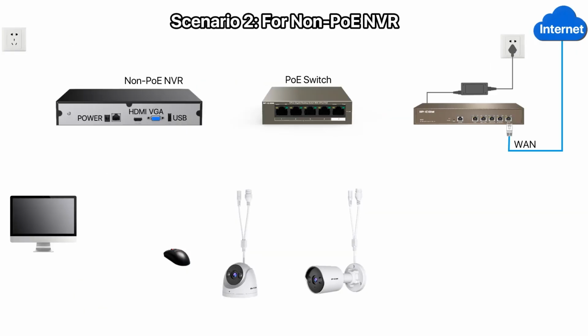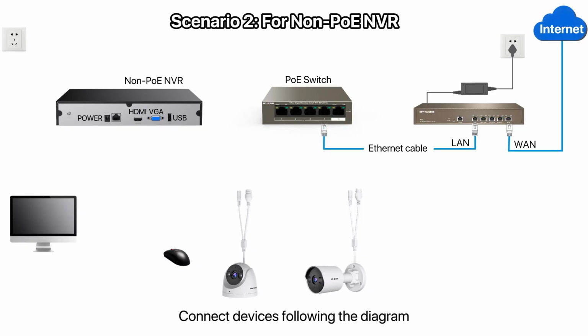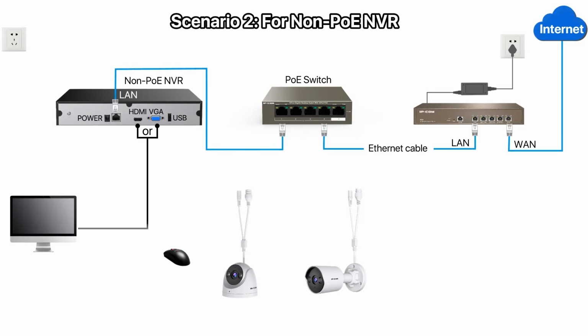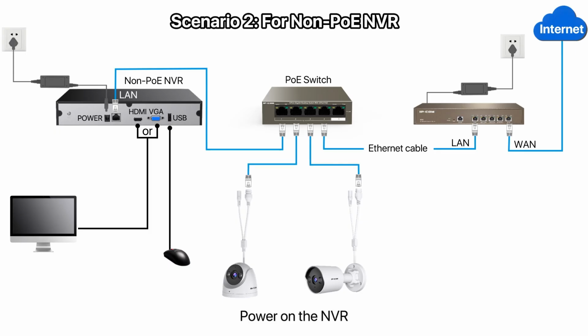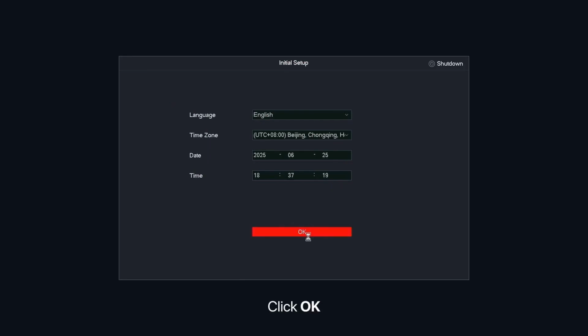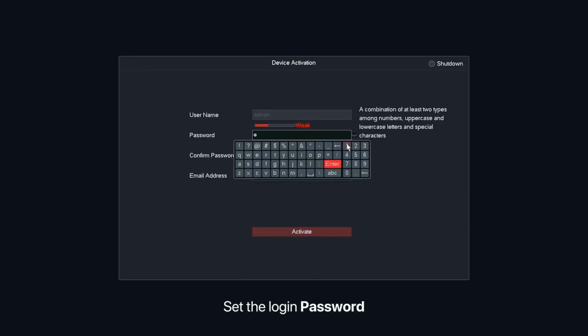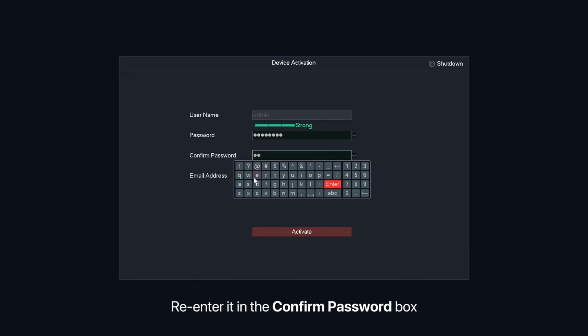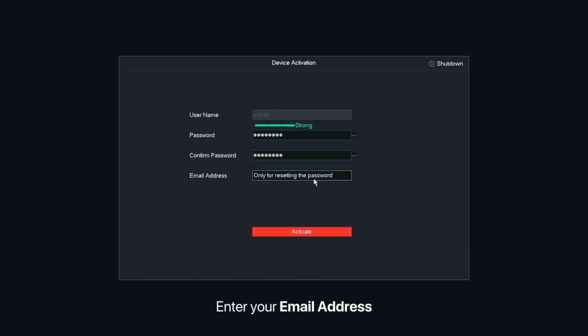Scenario 2. Connect devices following the diagram. Power on the NVR. Activate the NVR. Select language, set time zone, set date and time. Click OK. Set the login password. Re-enter it in the Confirm Password box.